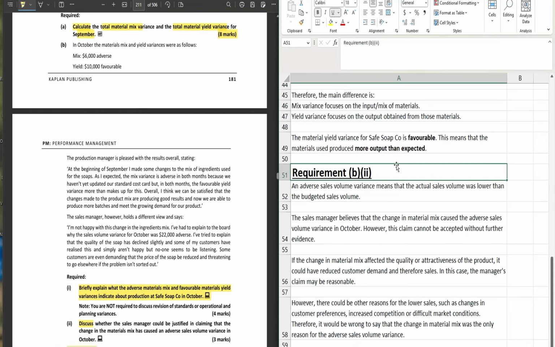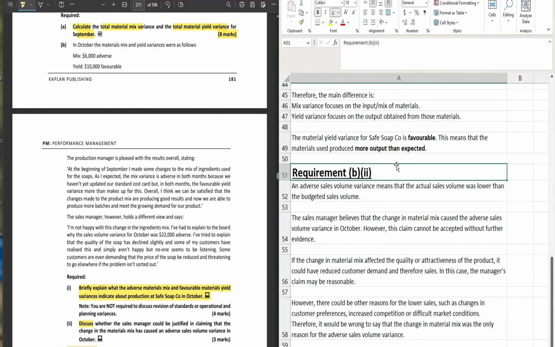Then in B, second requirement, they ask us to discuss whether the sales manager could be justified in claiming that the change in the material mix has caused an adverse sales volume variance in October. To discuss means we need to discuss both parts. If he is right, what he needs to do. If not, what he needs to do.